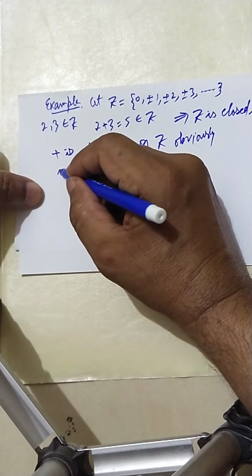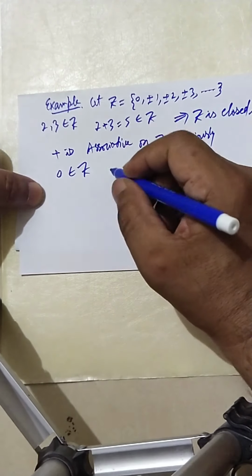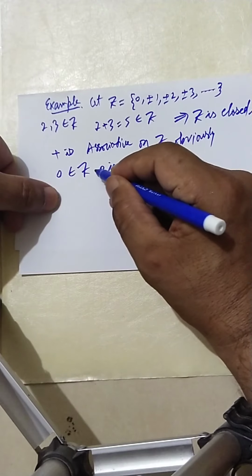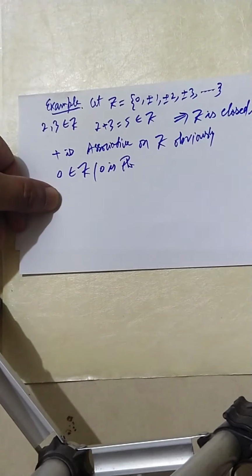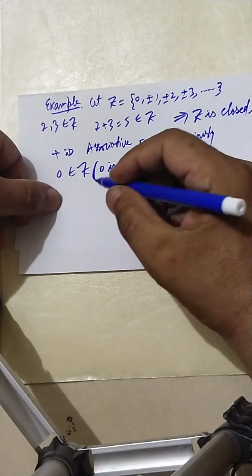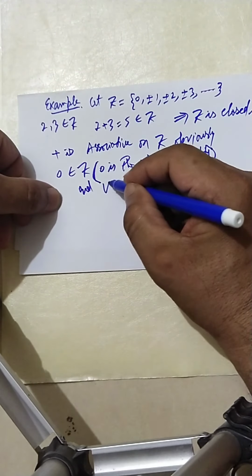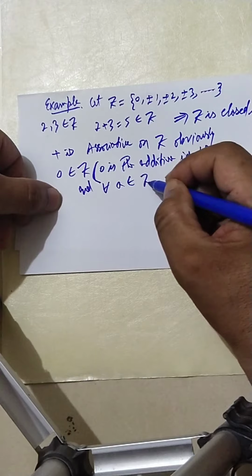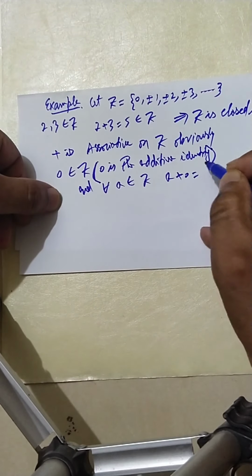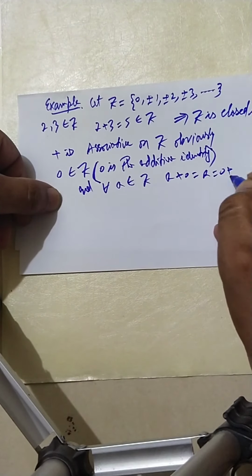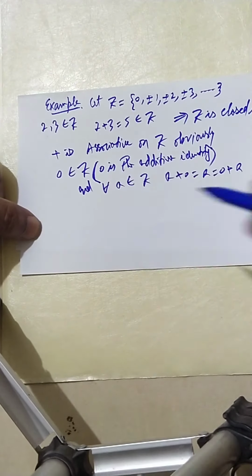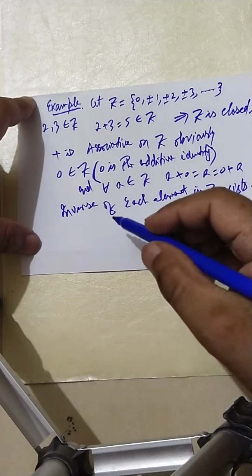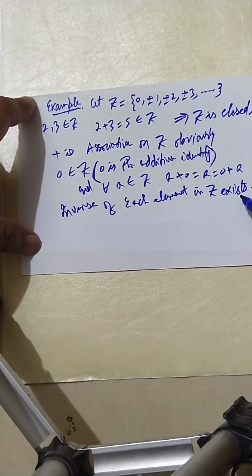Third one, 0 belongs to Z. 0 is the additive identity, and for all a belongs to Z, a plus 0 equal to 0 plus a, meaning identity exists. Again, fourth, inverse of each element in Z also exists.